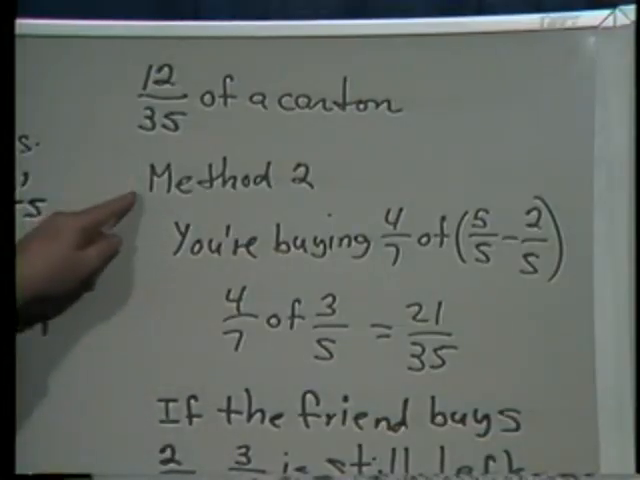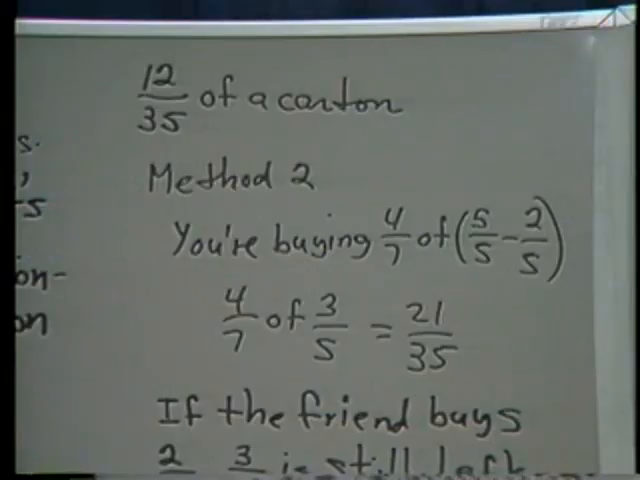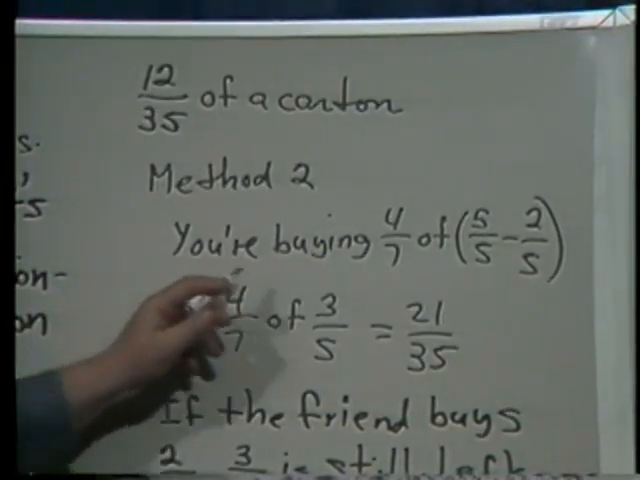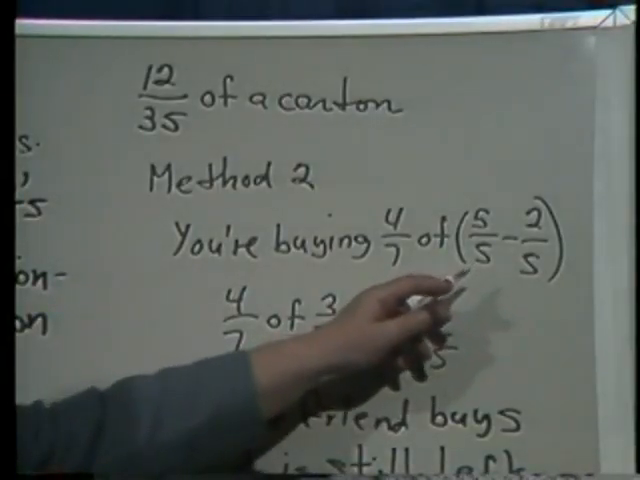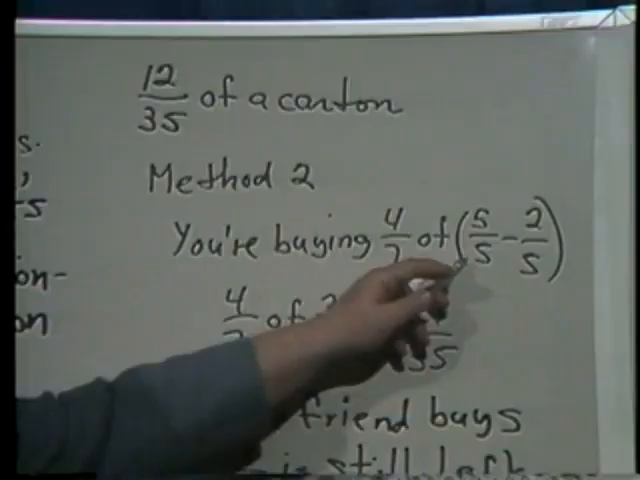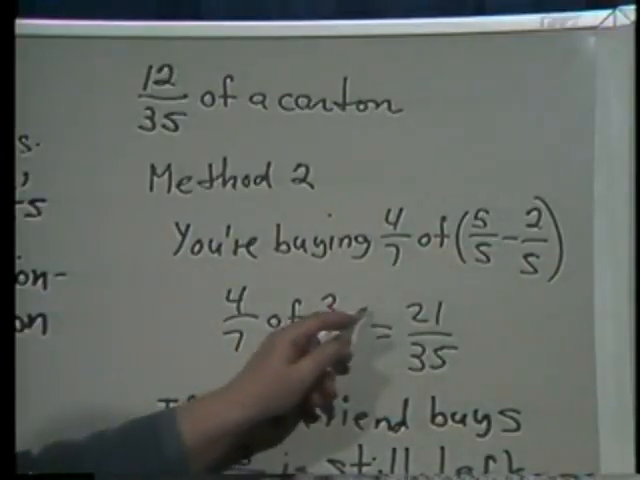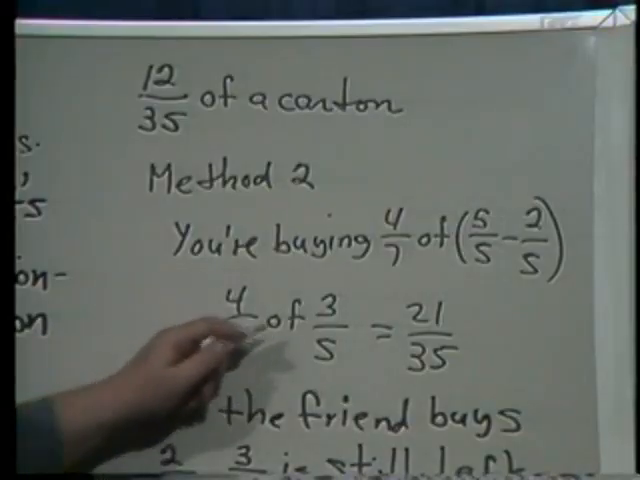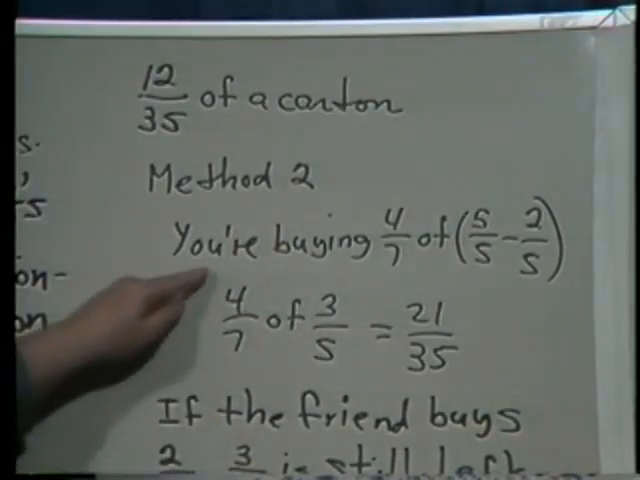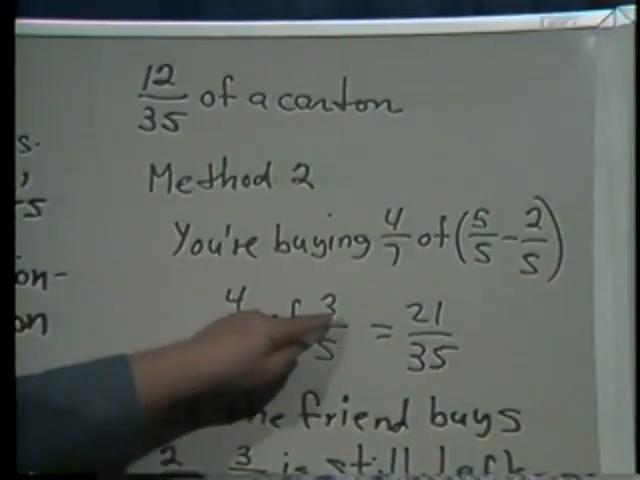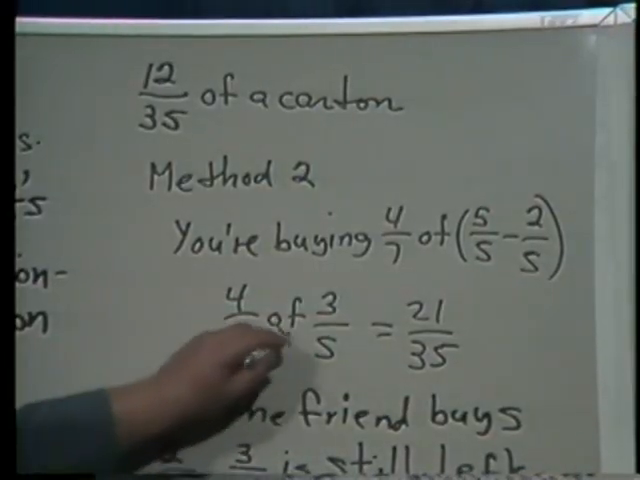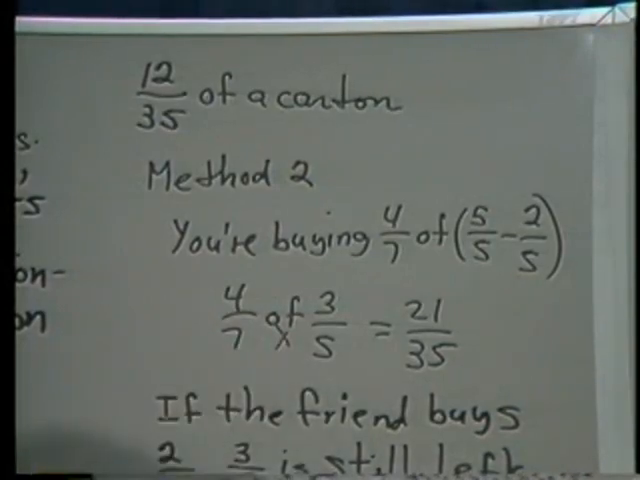Now the other way to look at this, method 2, is you just think fractions. You just don't become afraid of anything. You just say, look, my friend bought 2/5 of the carton. So if there were 5/5 to begin with, if he bought 2/5, there are 3/5 left. I'm buying 4/7 of that 3/5. 4/7 of 3/5 is what? Of means times. 4 times 3 is 12. 7 times 5 is 35. There's the same 12 over 35.